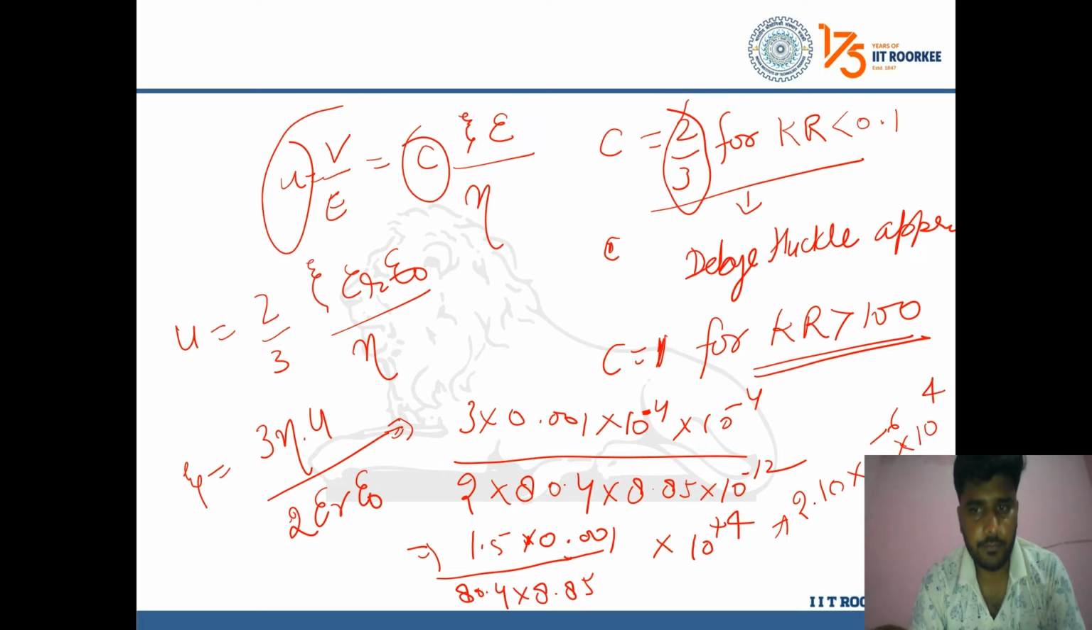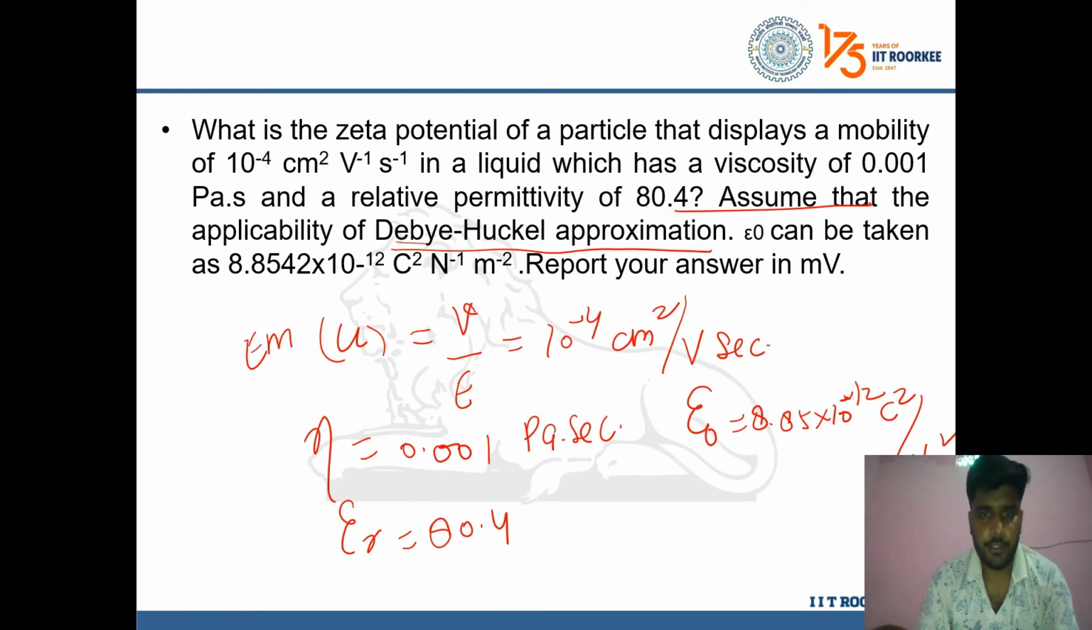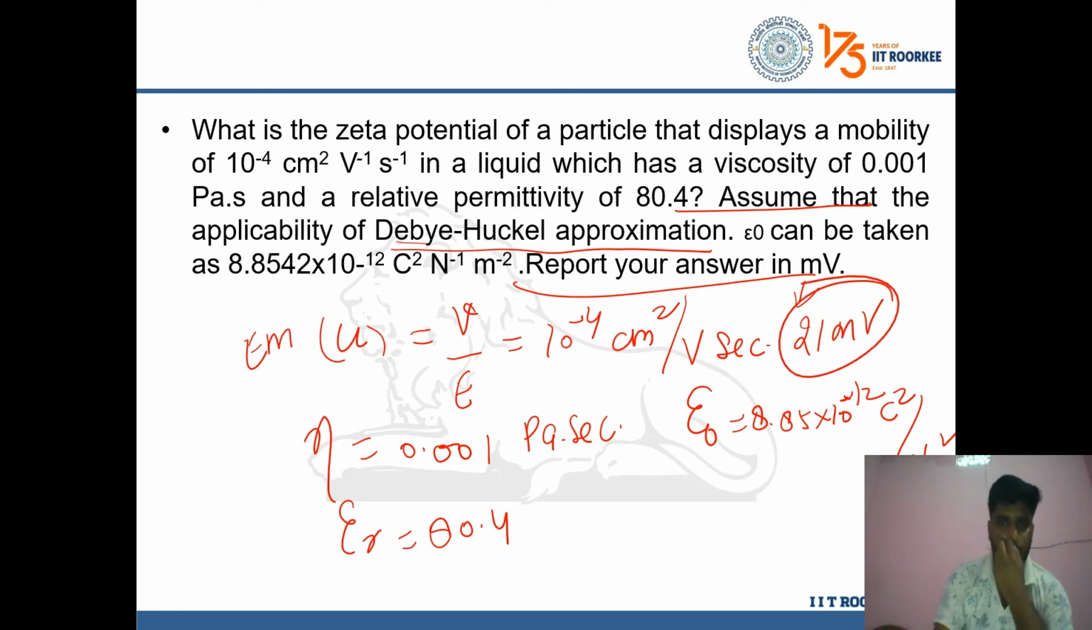And 10 raised to 4, and it will be 2.10 into 10 raised to minus 2. That will be 0.0210 volt, or you can convert into millivolt, it will be 21 millivolt. You have to report your answers in millivolt, so you will be getting about 20 millivolt.